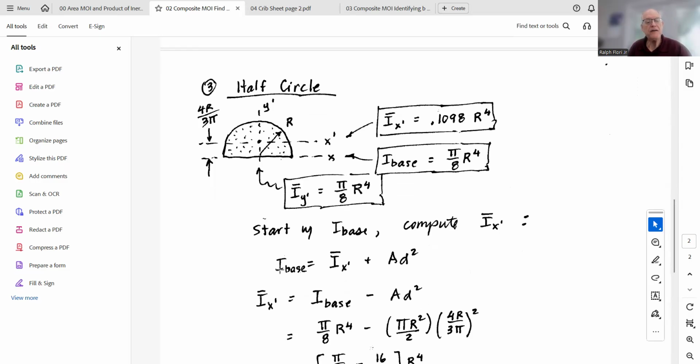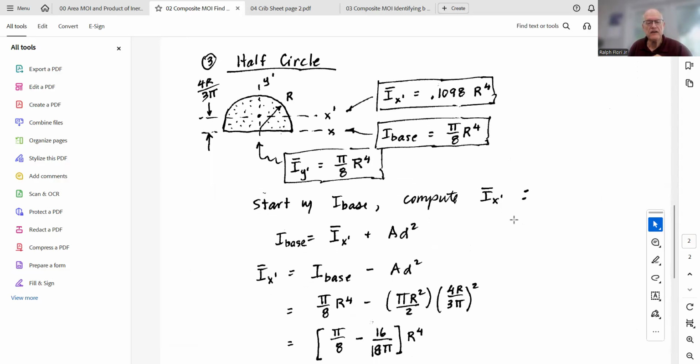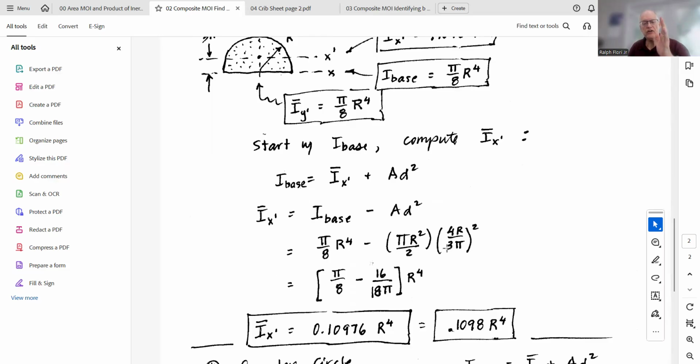So if we write the formula I base is equal to I bar plus A D squared, and rearrange the equation to solve for I bar, I bar is equal to I base minus A D squared. And so the I base is pi over 8 r to the fourth minus the area. This is a half circle, so the area is pi r squared divided by 2. And then the distance is 4r over 3 pi, quantity squared. If you do the math, you can factor out an r to the fourth.